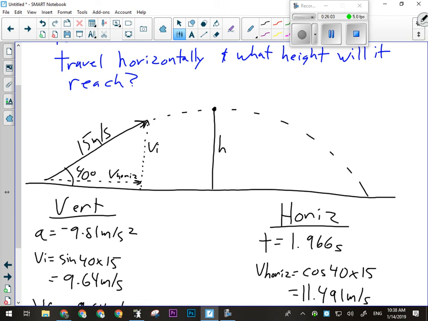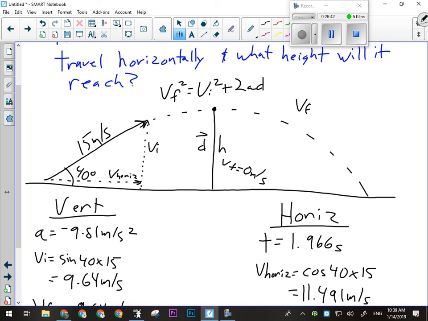So now we have an additional piece of information. VF is 0 meters per second at this point. VI is still going to be the 9.64 that we calculated here. The acceleration is still going to be 9.81. Right now, we just have to calculate the vertical displacement at that point. That's what height is, a vertical displacement. So I'm looking for D. I have both velocities and I have the acceleration. So that means this formula here. Okay, that will get me D with the information that I have.